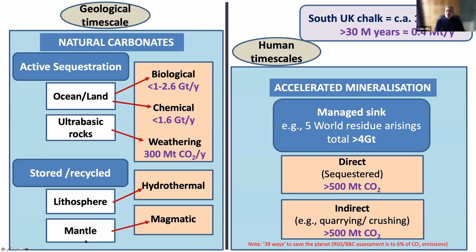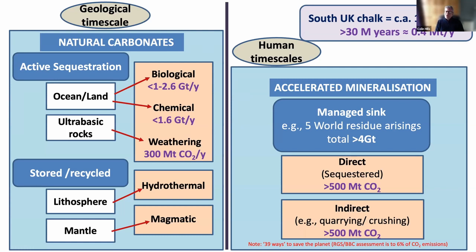And here our reference point is the chalk in the southeast of England. There's about 1,500 cubic kilometers, we calculate on the back of an envelope. And as I said, these were formed over 30 million years. So if we look at natural carbonates, we have active sequestration we've discussed in ocean, on land, and also into ultrabasic rocks through weathering. And there are some quantities that are given there on an annual basis.